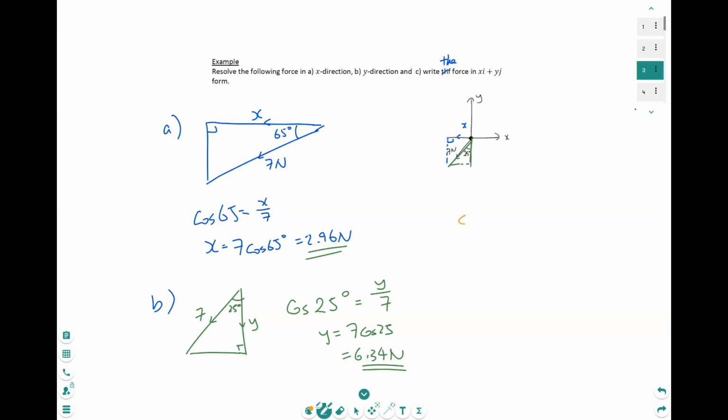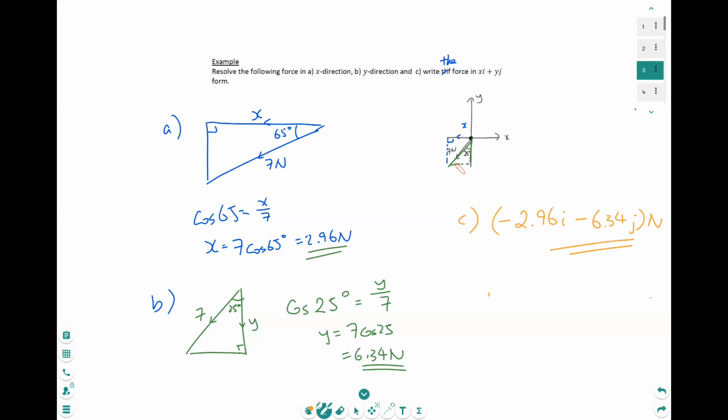Part C. Hence, write the force in xi plus yj. So the x value is 2.96, but because we're going to the left, it will be negative 2.96i, and then going down will be negative again, negative 6.34j, and that will be the Newton. That's how we can write 7 Newton as it is.